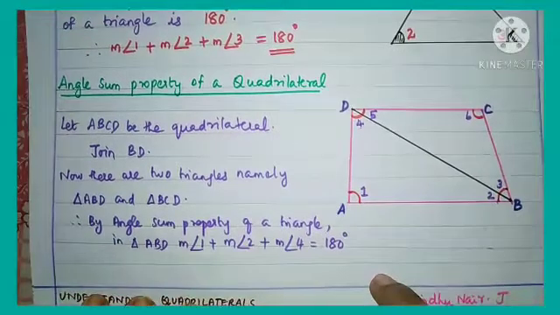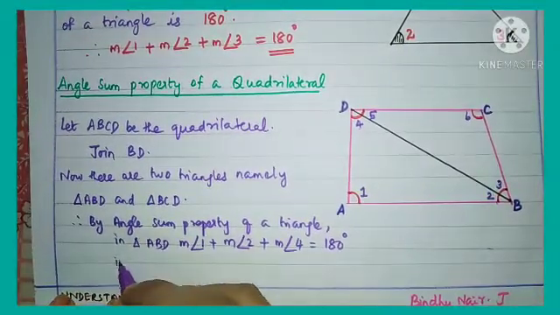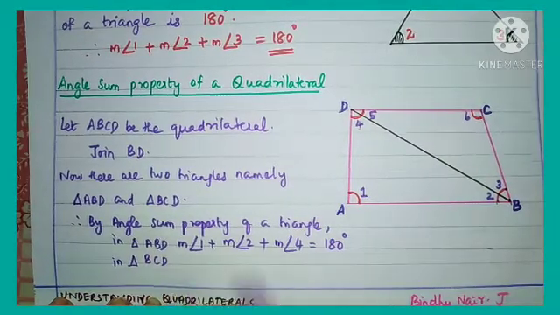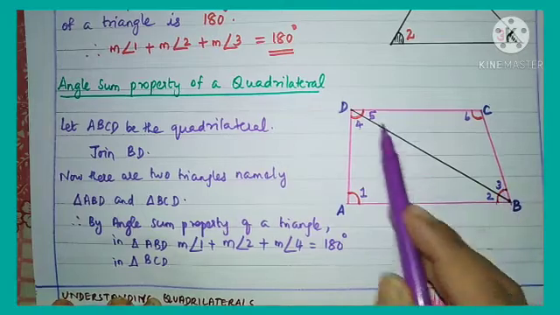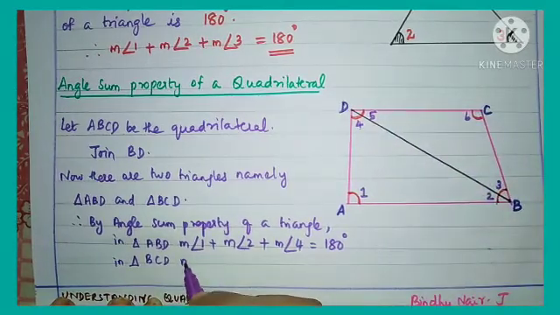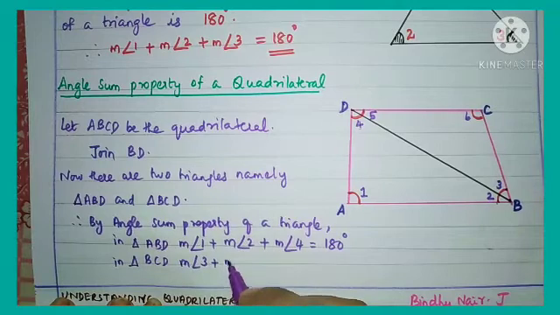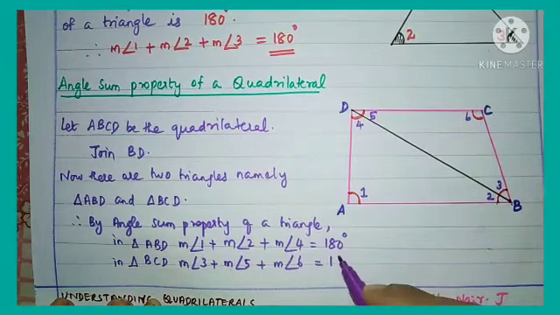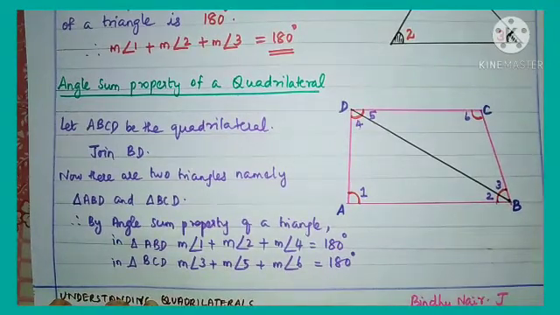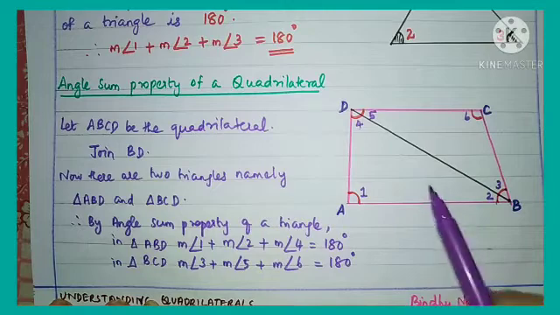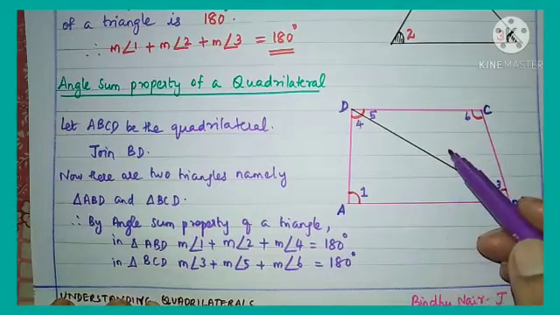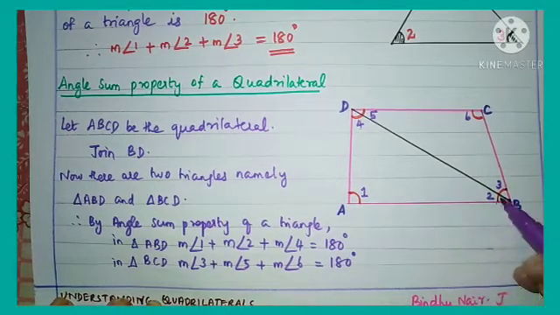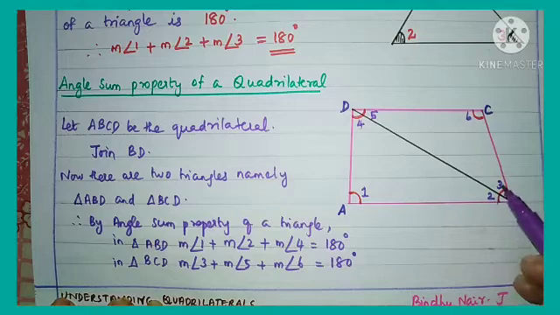So now similarly, what can you write in the second triangle? BCD. What are the three angles? 3, 5 and 6. So measure of angle 3 plus measure of angle 5 plus measure of angle 6 equals 180 degrees. So these two triangles each have the sum of the measures of three angles equal to 180 degrees.